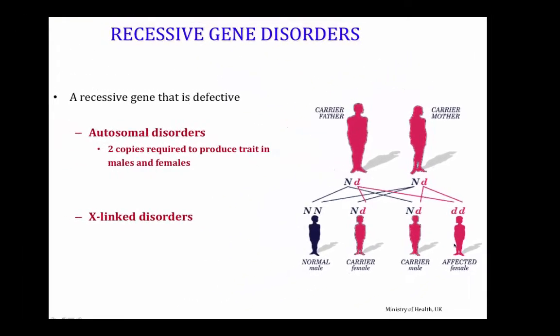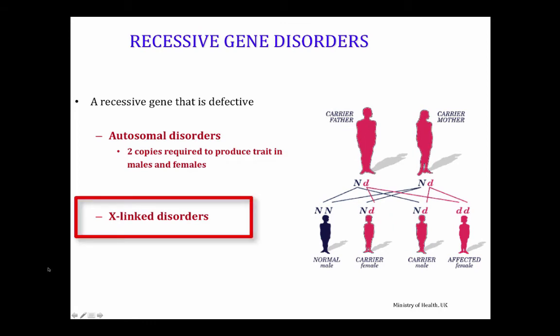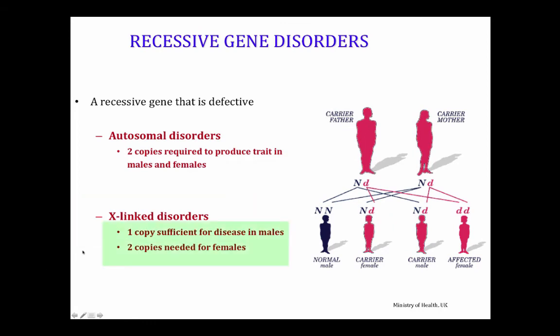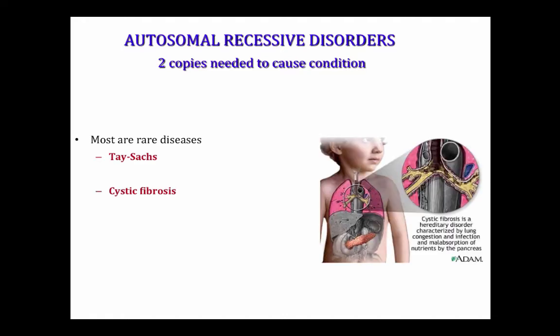In X-linked disorders or sex-linked disorders, 1 copy is sufficient to produce the disease in males. 2 copies are required in females. Most autosomal recessive disorders are rare. Examples include Tay-Sachs disease and cystic fibrosis.